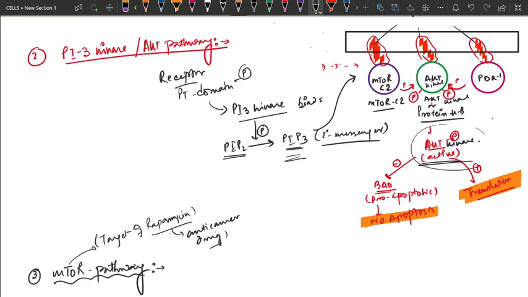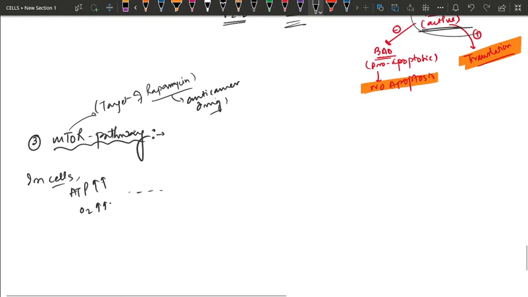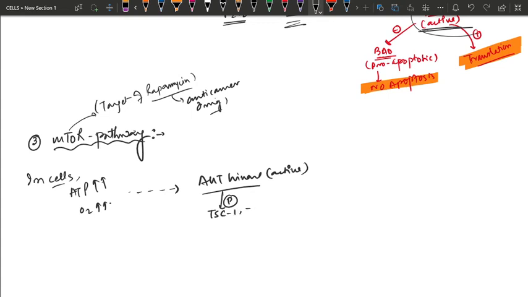Now the same thing. I will not draw this previous portion. You can draw that again, or you don't have to draw. Just understand the concept. In the same manner, it will lead to the activation of this AKT kinase, and this is now active. Now when the AKT kinase is active, it will phosphorylate an important protein known as TSC1 and TSC2. You don't need to know the full form.